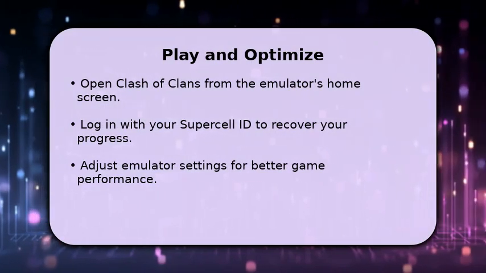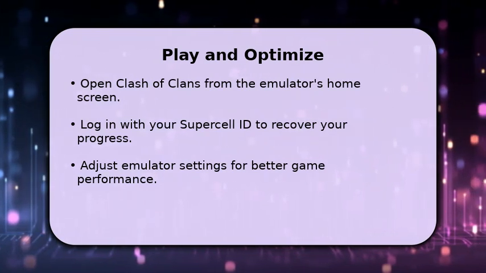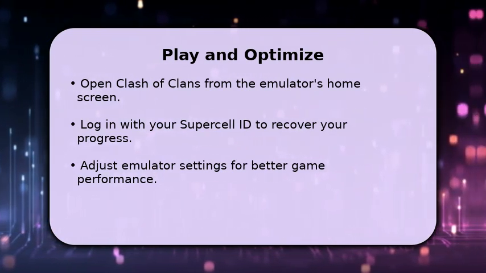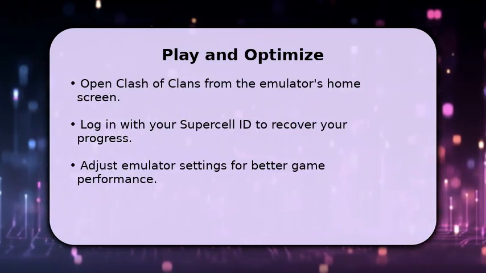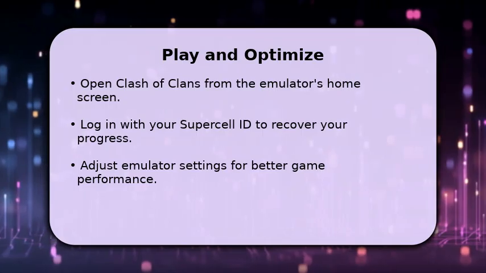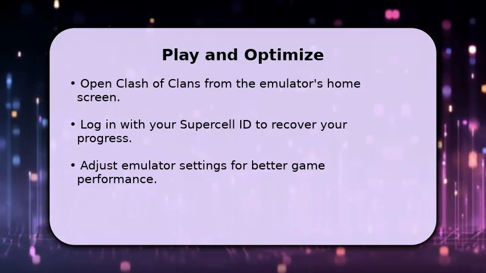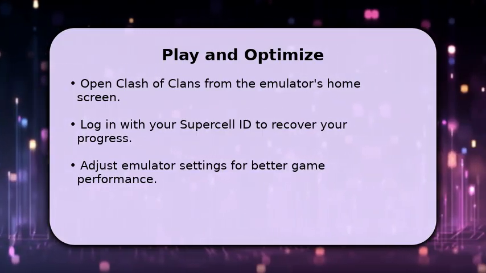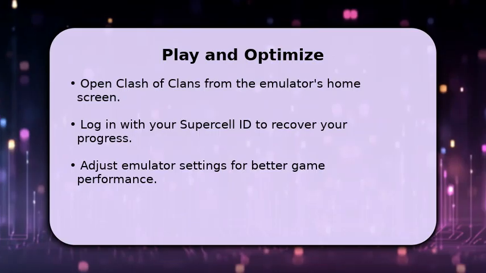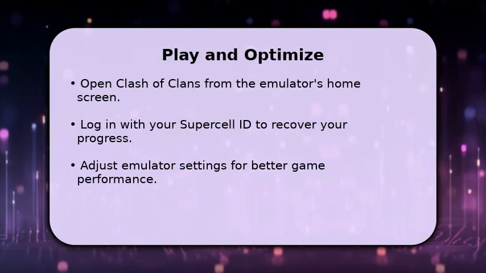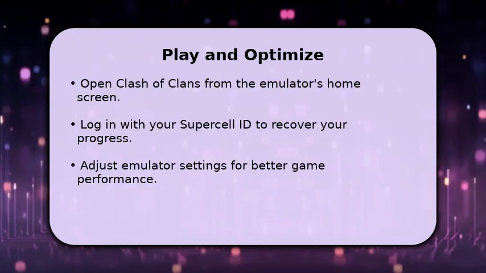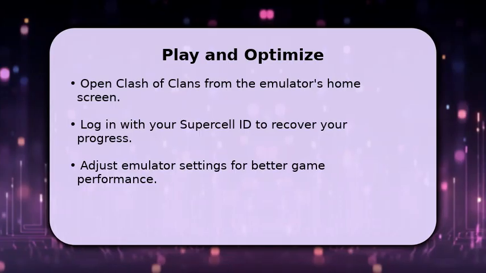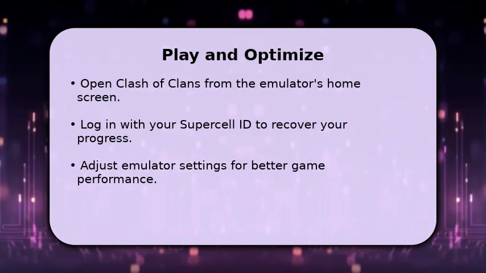Open Clash of Clans directly from the emulator's home screen. If you already have an account, make sure to log in with your Supercell ID to sync your existing game progress. For the best experience, explore the emulator's settings. You can often allocate more RAM or CPU cores, which can significantly improve game performance. Also, customize your keyboard mapping to assign specific actions to keys, making your gameplay much more efficient and enjoyable.